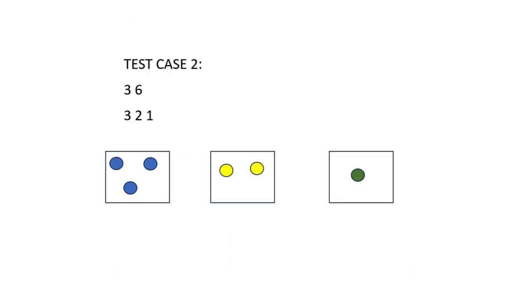For test case 2, 3 is the number of boxes and 6 is the number of marbles given. And here we can see that it already follows a non-increasing pattern. So the number of moves will be 0.